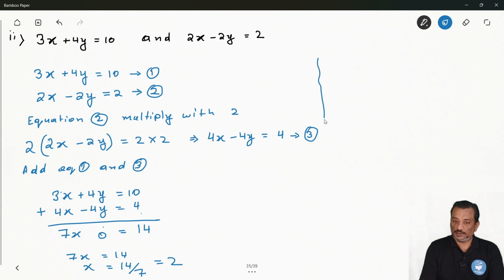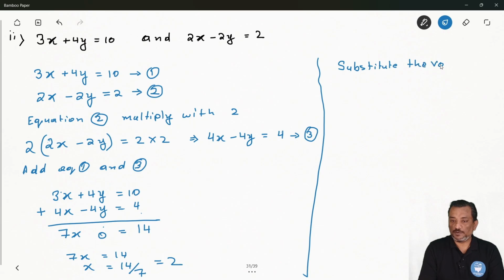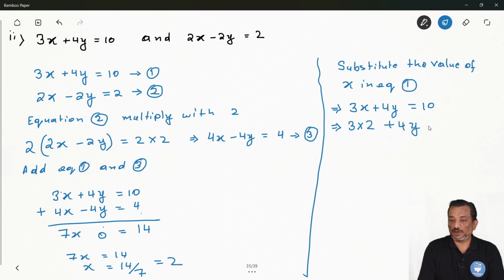Now, after all this, you can substitute the x value in any equation. So we will say, okay, let me substitute in equation 1. So substitute the value of x in equation 1. So what do you have in equation 1? So 3x plus 4y is equal to 10. This is your equation 1. Now you can substitute the value of x. So 3 times 2 plus 4y is equal to 10.